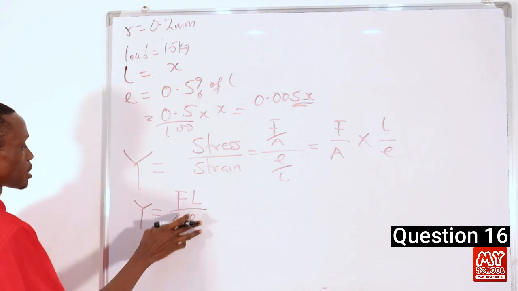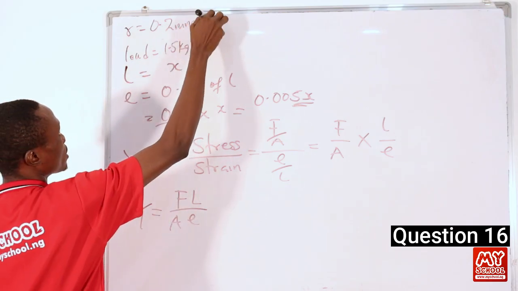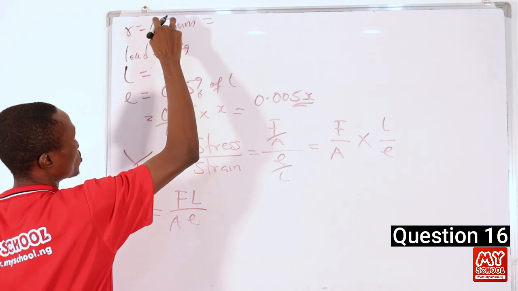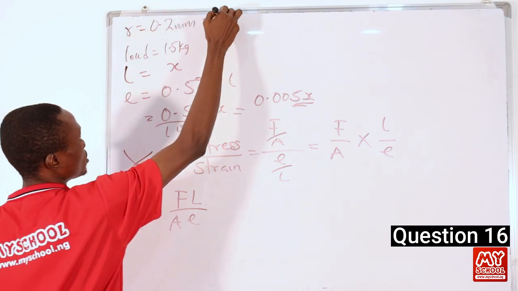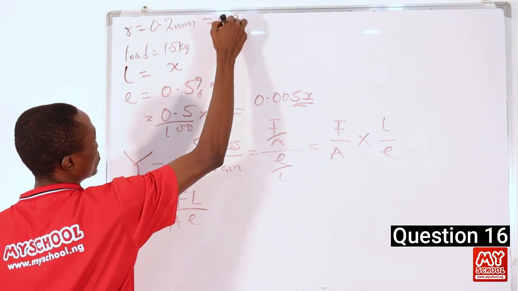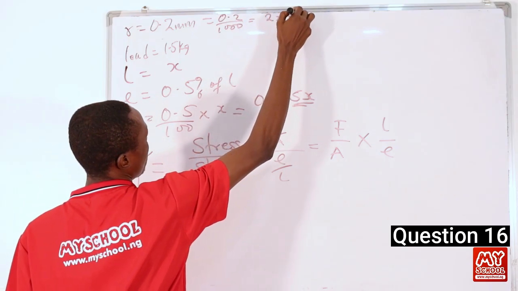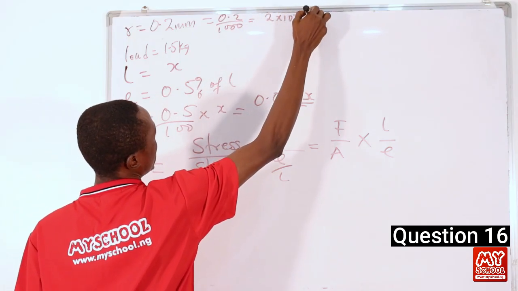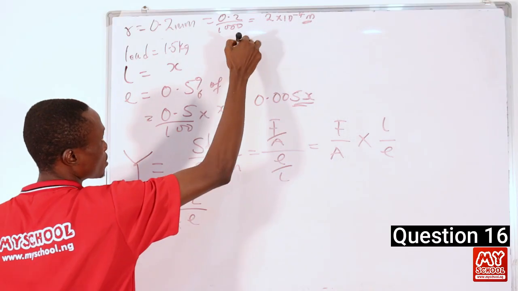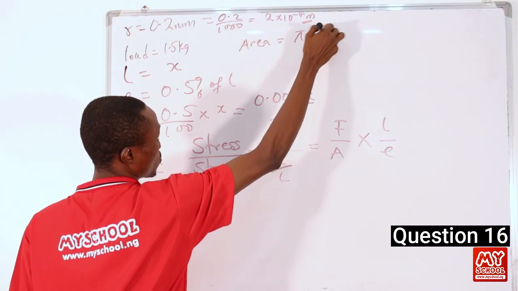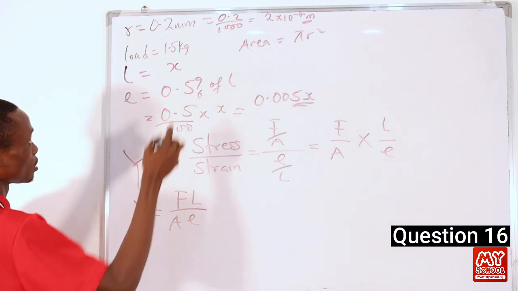We can substitute the given data into this formula. But let's convert this to meters, because everything must be in their basic unit. To convert this to meters, we simply divide by 1,000. That will leave us with 2 times 10 raised to the power minus 4 meters for the radius. And we know that area is equal to pi r squared, so we are going to be using that here.